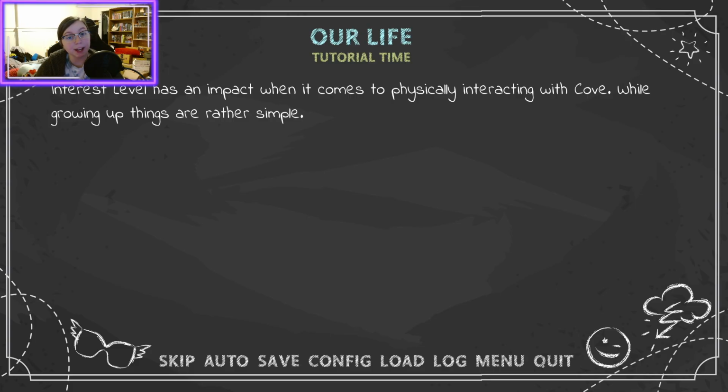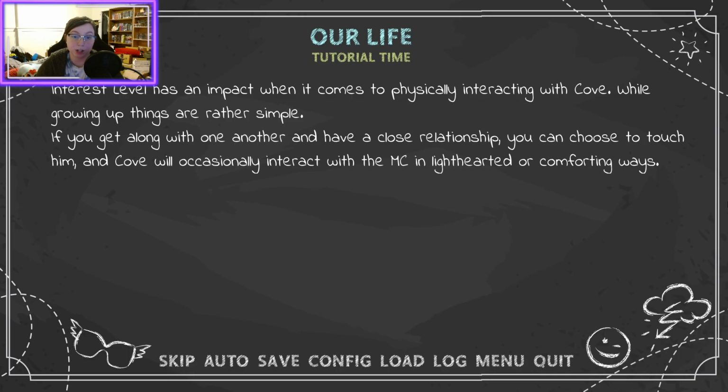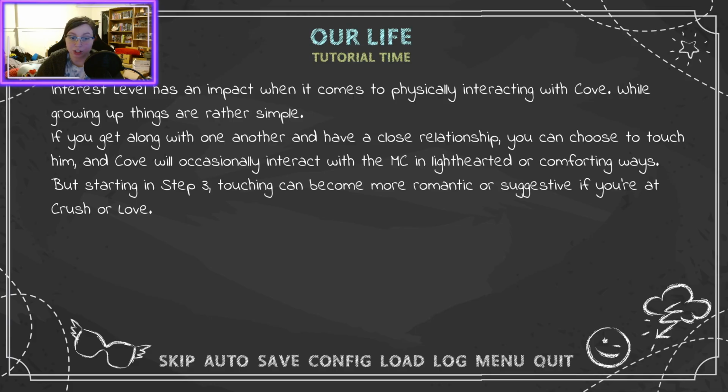Interest level has an impact when it comes to physically interacting with Cove. While growing up, things are rather simple. To get along with one another and have a close relationship, you can choose to touch him, and Cove will occasionally interact with the main character in lighthearted or comforting ways. But starting in Step 3, touching can become more romantic or suggestive if you're at Crush or Love.